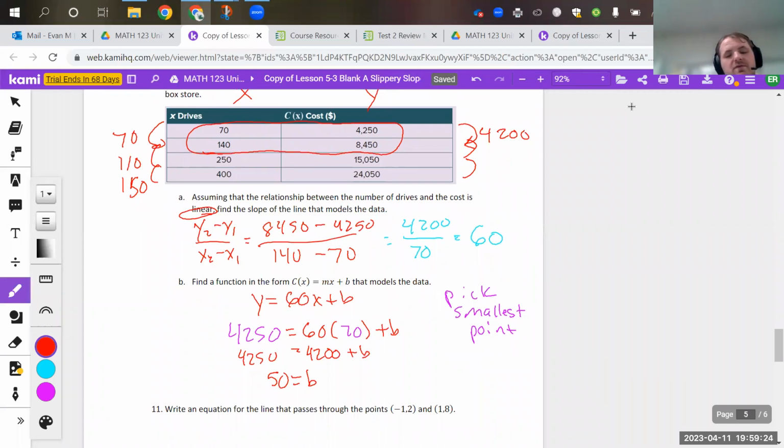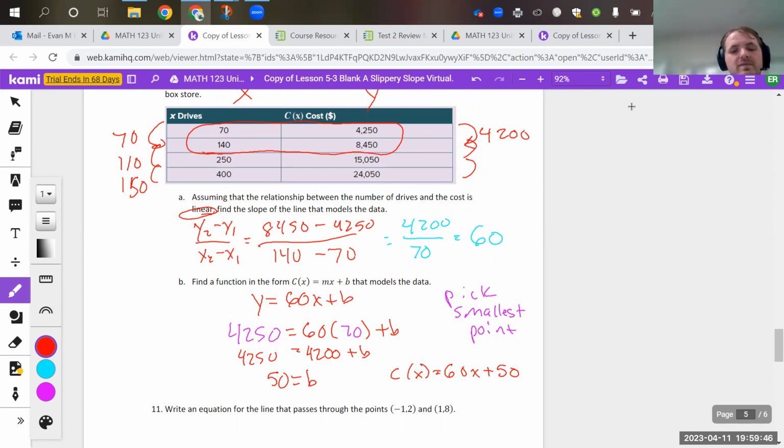So again, make sure you're finishing the whole question. That will give you a final answer of c of x equaling 60x plus 50. Meaning that it's probably saying there's just a flat $50 shipping cost, and for every hard drive you send, it's going to cost you $60.